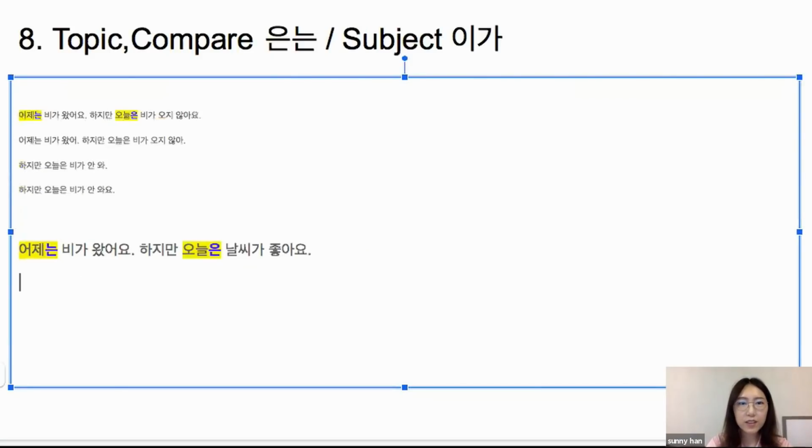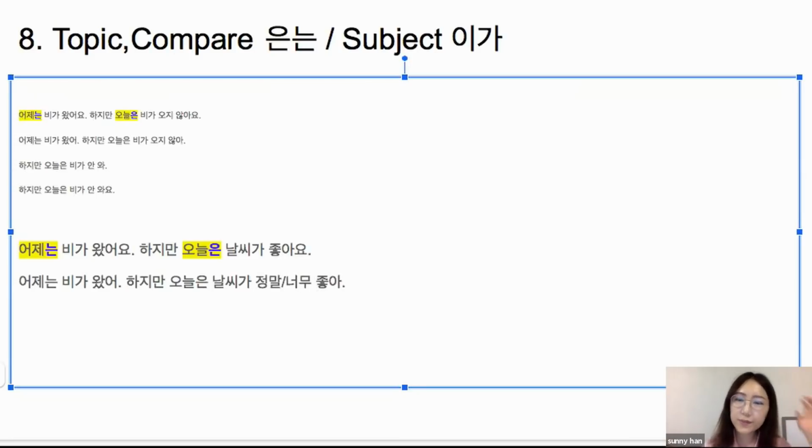So informal way, as you said, 어제는 비가 왔어. 하지만 오늘은 날씨가 좋아. The weather is so good. Then 날씨가 정말 좋아. Or 너무 좋아. Okay? 정말 좋아. Really good. 너무 좋아. Very good. Okay? So good. 오늘은 날씨가 너무 좋아. Okay?